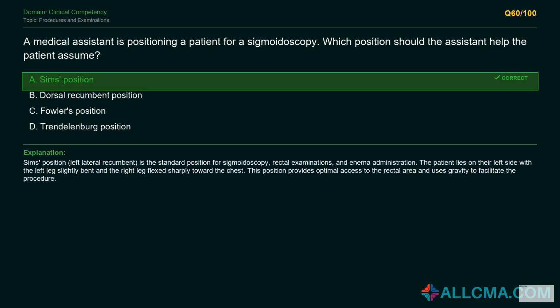The correct answer is A. Sims position, left lateral recumbent, is the standard position for sigmoidoscopy, rectal examinations, and enema administration. The patient lies on their left side with the left leg slightly bent and the right leg flexed sharply toward the chest. This position provides optimal access to the rectal area and uses gravity to facilitate the procedure.